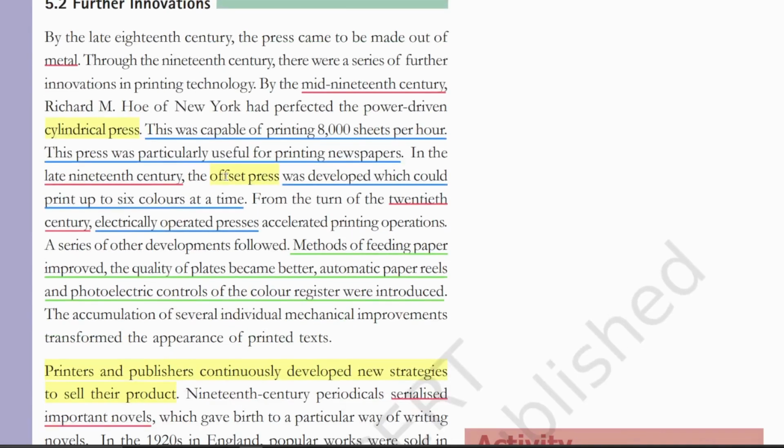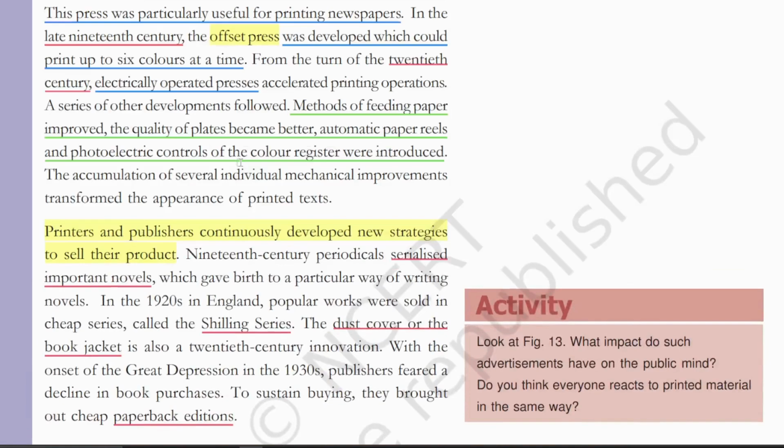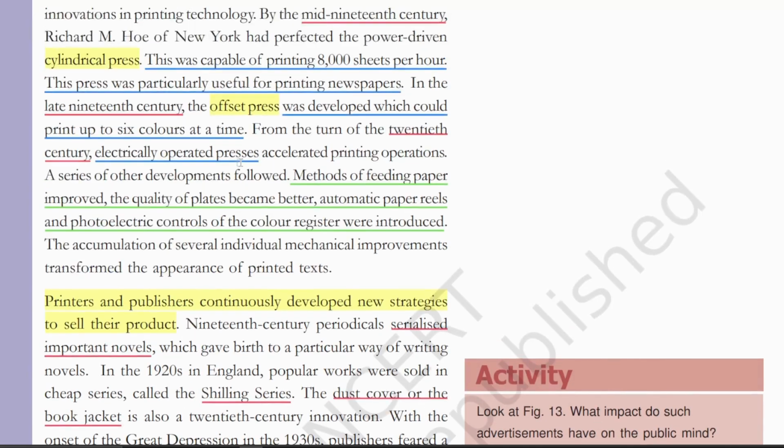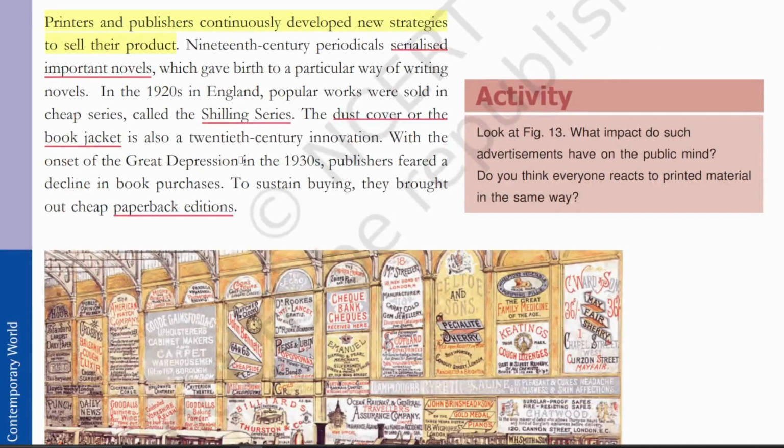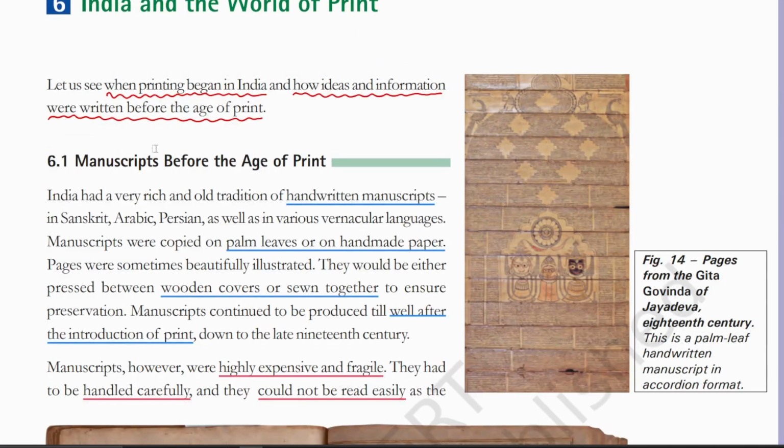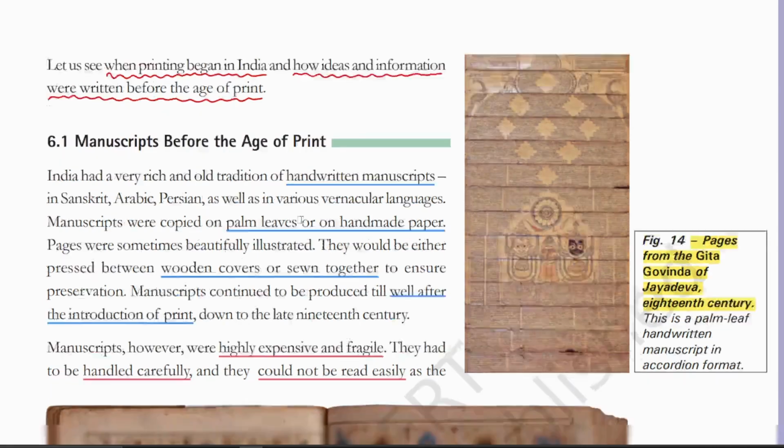Further innovations. This is also about how print goes through different reforms, right? It becomes easier. They try to make it cheaper. They try to make it more efficient. So that talks about that. Now comes India. So basically now they're talking about how India is related. As you can see, these are pages from the Gita Govinda of Jayadeva in the 18th century.